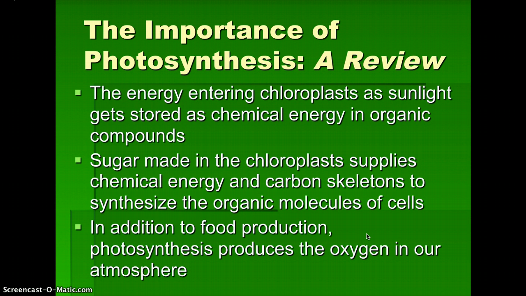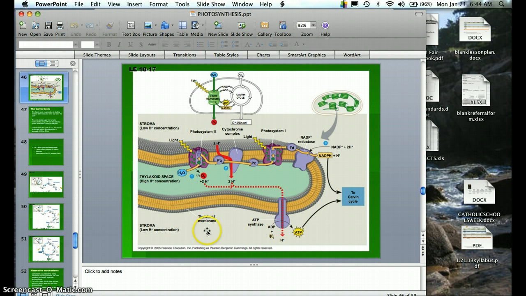So the overall importance of photosynthesis: the energy entering the chloroplast as sunlight gets stored as chemical energy in organic compounds. Sugar made in the chloroplast supplies chemical energy and carbon skeletons to synthesize the organic molecules of cells. And then in addition to food production, photosynthesis produces the oxygen in our atmosphere. That's it for the chapter.